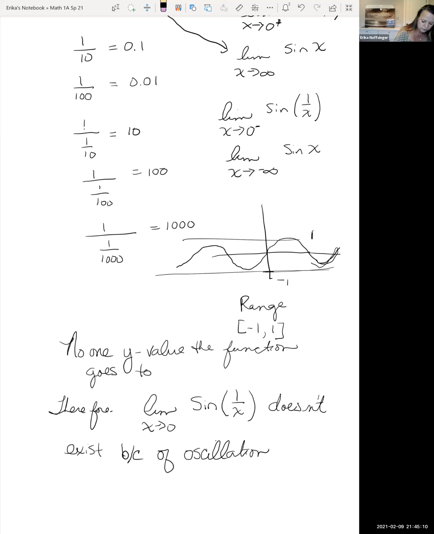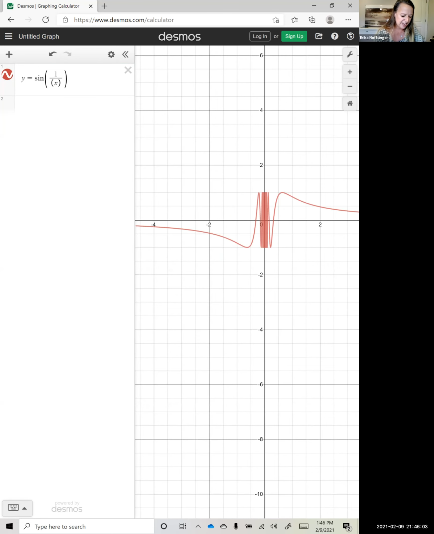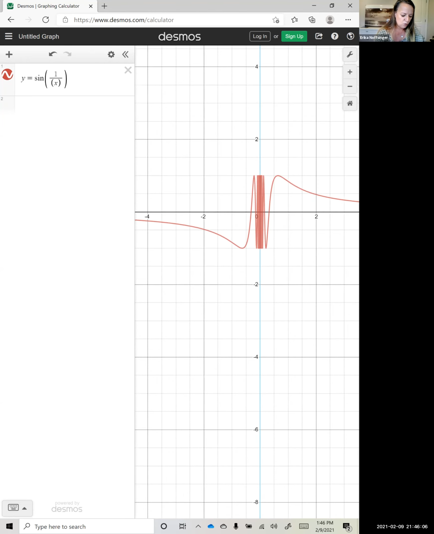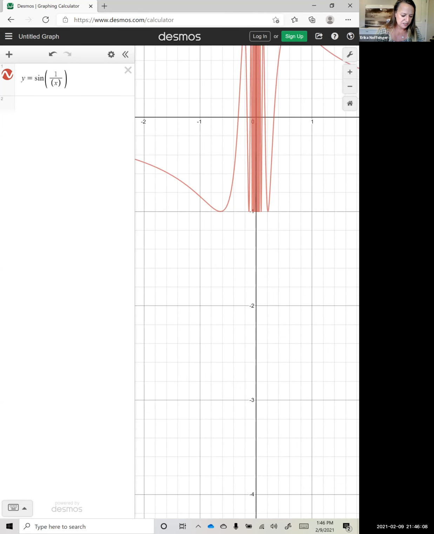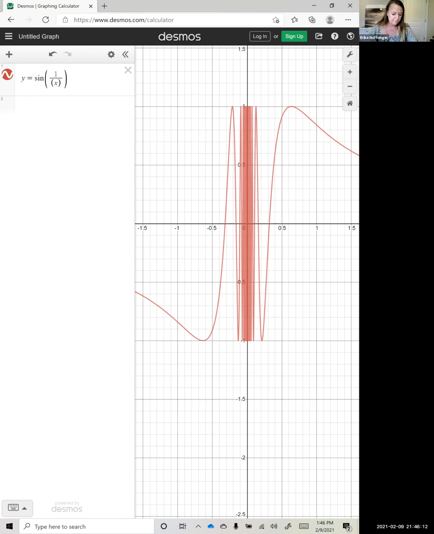Let me pull up the picture of that. Let's graph it and show it. I just pulled up Desmos and plotted the function we were looking at, sine of 1 over x. Notice as x is getting closer and closer to 0, it's oscillating back and forth so fast that there's no one particular value we can say it's approaching.